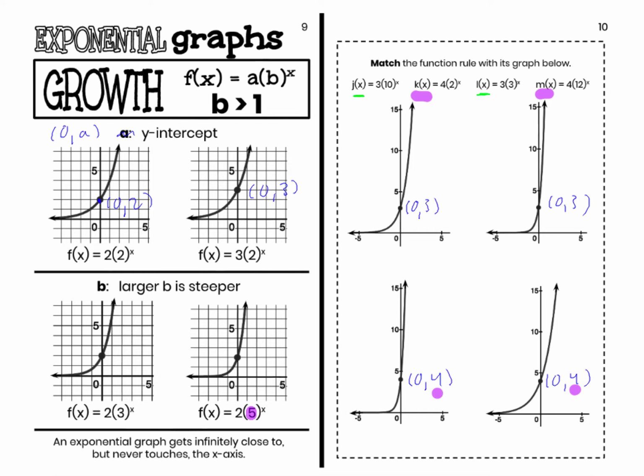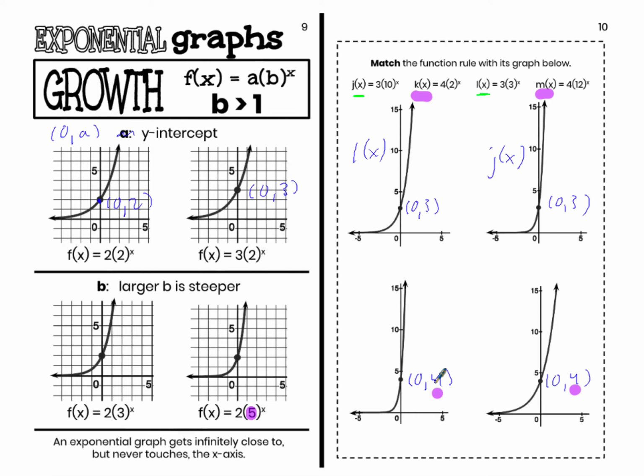Now I need to compare steepness. So the second graph up here is steeper than the first graph. That tells me that when I'm picking between 3 times 10 to the x and 3 times 3 to the x, this one is going to be j of x. Because I have a steeper graph, that means I have a larger b. This one's going to be L of x, less steep, so that will be a smaller growth factor.